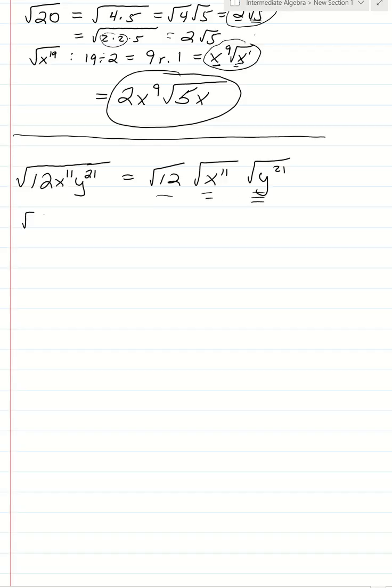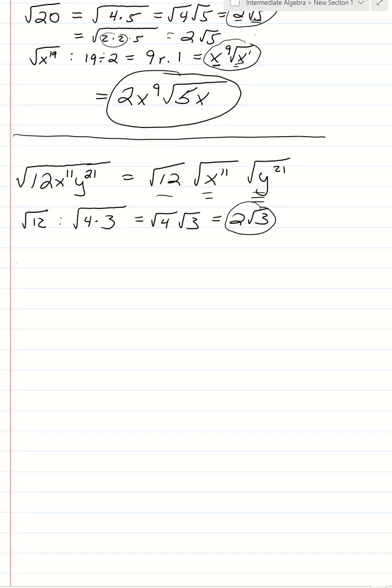So let's start with the square root of 12. I'm going to write that as the square root of 4 times 3, because 4 is a perfect square number, and 4 times 3 is 12. And so now that would give us the square root of 4 times the square root of 3. And when we take the square root of 4, we just get 2 square root of 3. So that would be the simplified version of the first part.